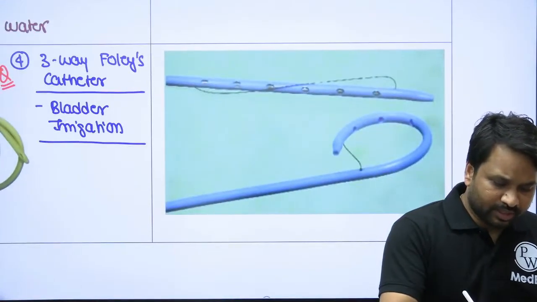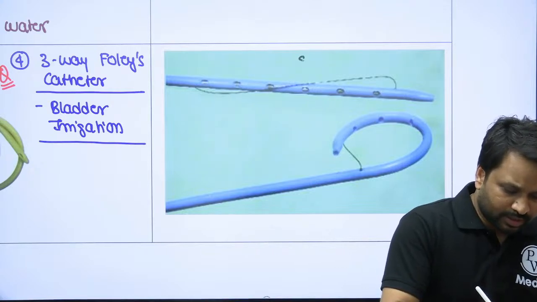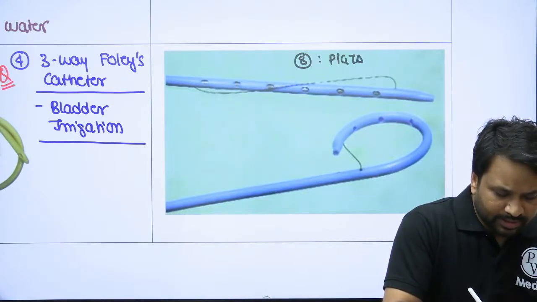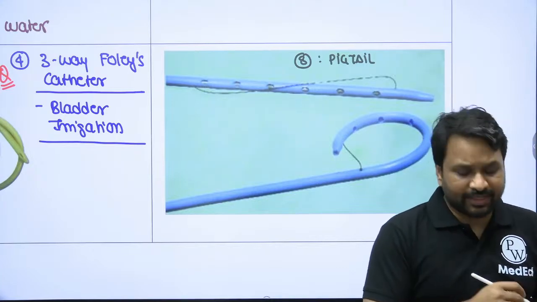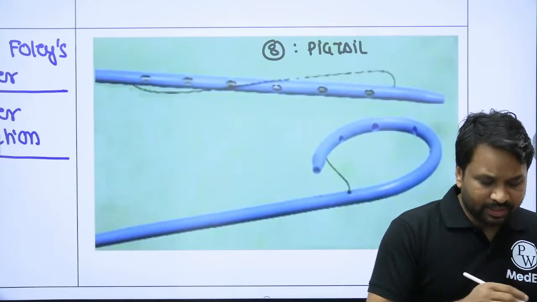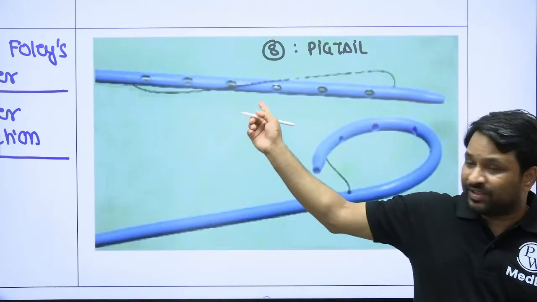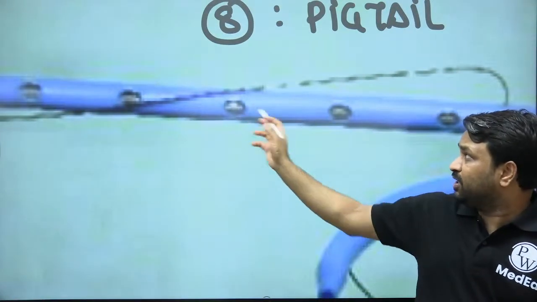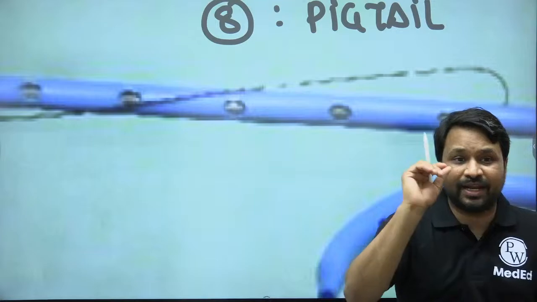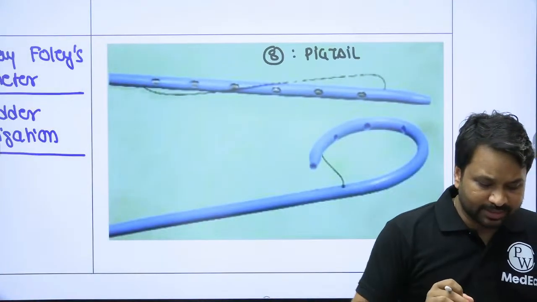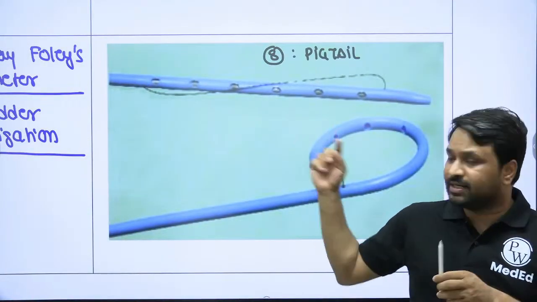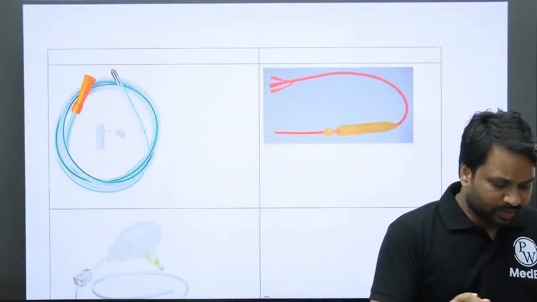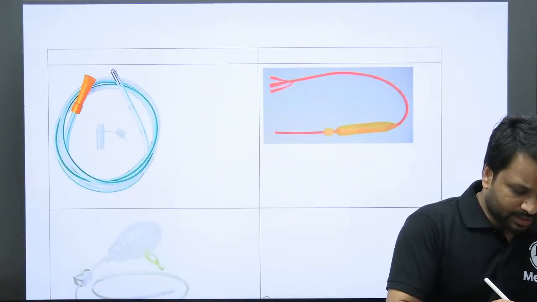Then you have image number 8, which is what we call the pigtail catheter. How do you know it's a pigtail? Number one, if you see inside this, within the holes, you can see there's a metallic tube present. That is called the stylet. When I pull this stylet, you can see it coils from one end, so it is called a pigtail catheter.